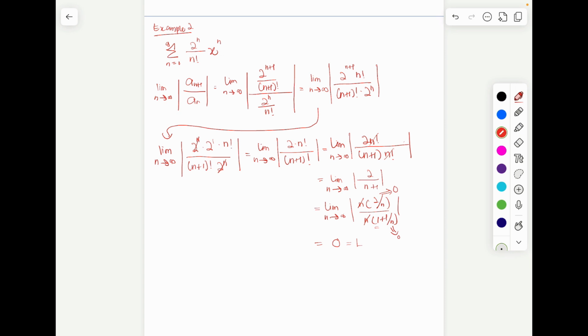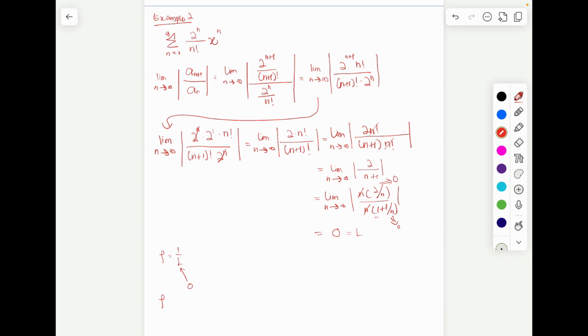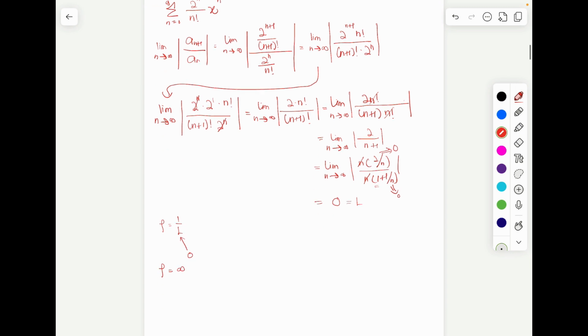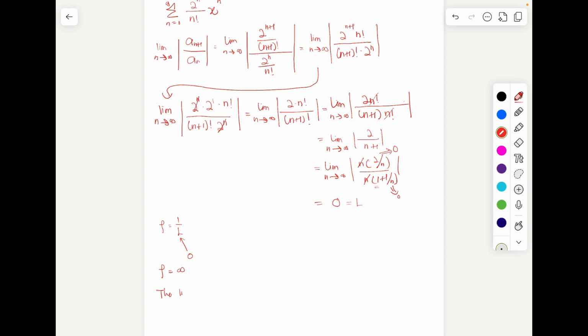If you want to find the radius of convergence, you know rho is equal to 1 over L. In our case right now, L is 0. If L is 0, that means your rho becomes infinity. So the radius of convergence for this series is infinity, and therefore the interval of convergence is negative infinity to infinity.